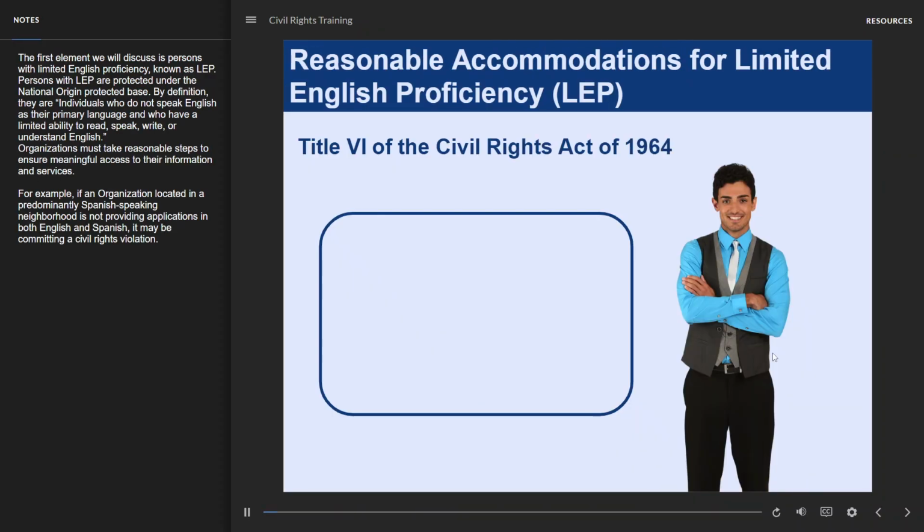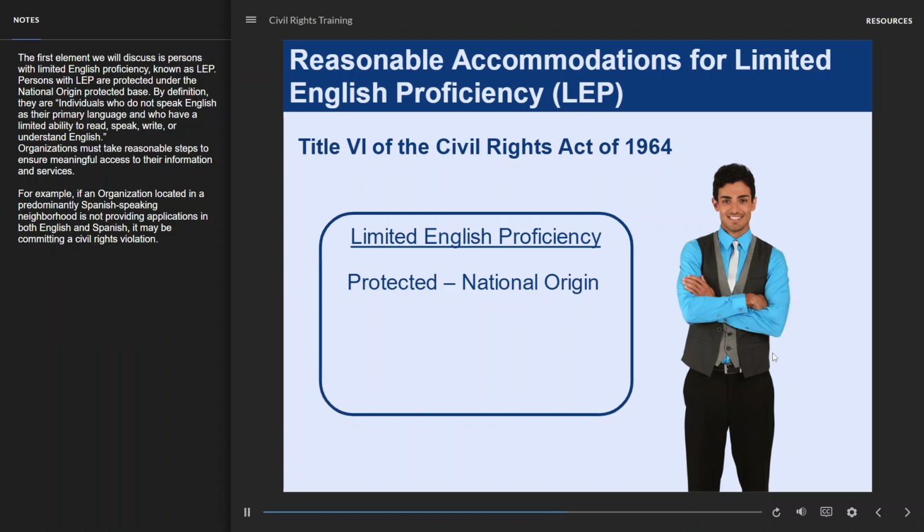The first element we will discuss is persons with limited English proficiency, known as LEP. Persons with LEP are protected under the National Origin Protected Base. By definition, they are individuals who do not speak English as their primary language and who have a limited ability to read, speak, write, or understand English.